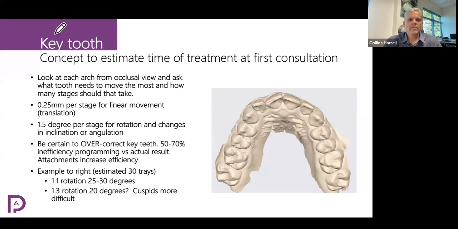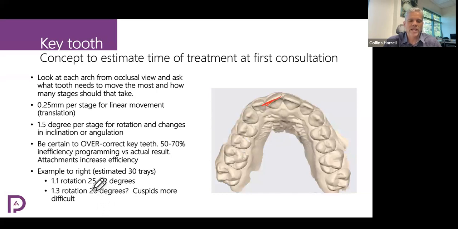Okay, this concept of key tooth is something that we want to introduce you to. A key tooth in an arch is basically the tooth that needs to move the most in order to get to the final target position. So it's usually a very rotated tooth. For example, in this case we're going to look at today, this upper right one is probably the most rotated tooth. And so the amount of rotation that's going to be required to get that tooth straight is the key tooth. It's going to be the one that determines how many aligners it's going to take.